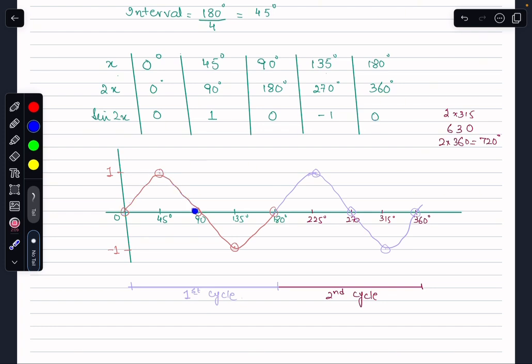So this is the first cycle that we can have for the sine 2x function, and then the same cycle gets repeated again for the second cycle, again in the interval of 45 degrees. So 180 plus 45 gives us 225, 225 plus 45 gives us 270, 270 plus 45 gives 315, and then that plus 45 gives us 360 degrees here. So this is how the two cycles are plotted within 0 to 360 degrees here.